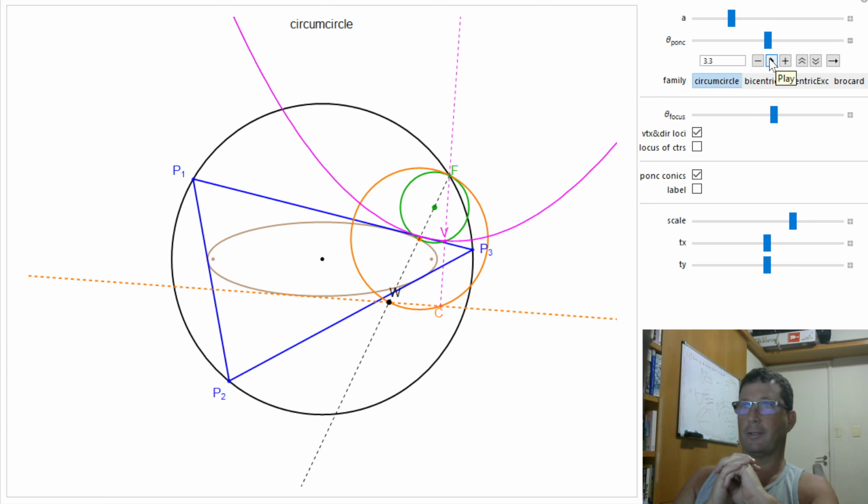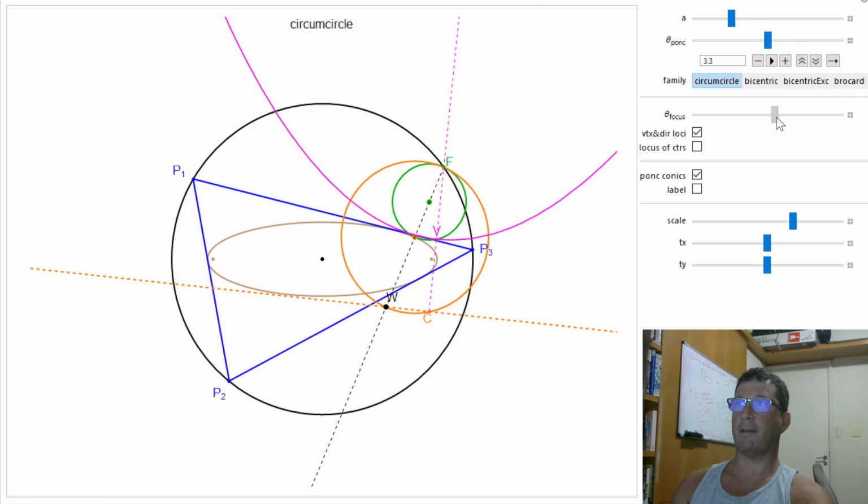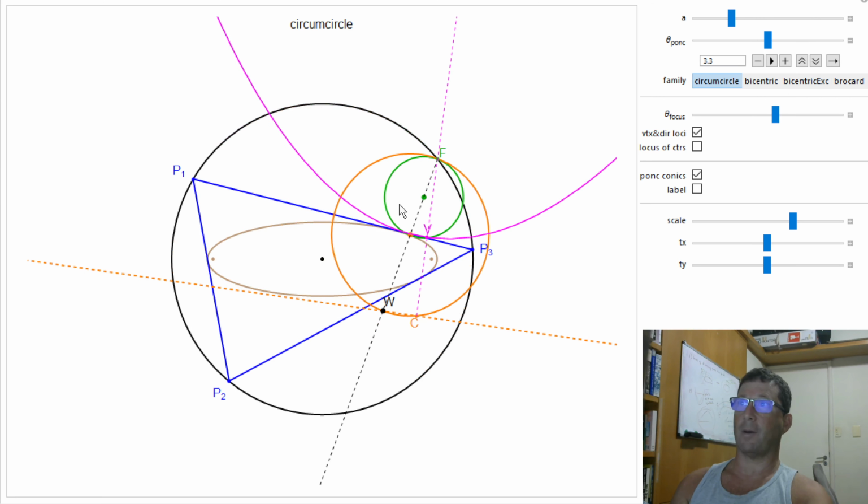Another very curious fact, which I know Liliana specifically told me about, is that over F, you can see here that if I vary my F, the center of the orange locus is going to be the caustic itself, because that center is always on the caustic, but the locus of the center of my vertex loci is an ellipse.